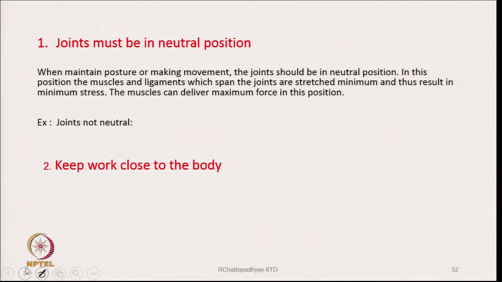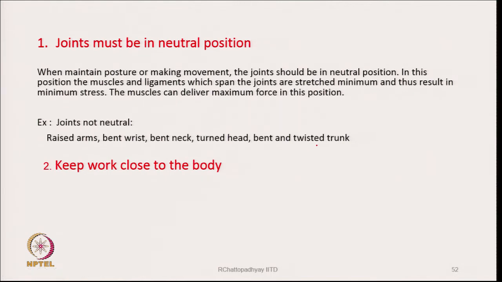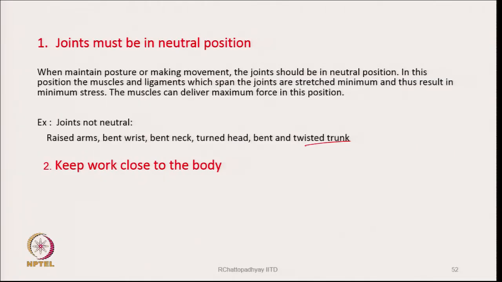Similarly, examples of joints that are not neutral are raised arm, bent wrist, turned head, and bent and twisted trunk. If the posture changes while a person is doing a certain task, then the neutral positions of the joints get disturbed. As a result, there will be stress on him. Now, this can get further restricted by the garment itself. So, this is the aspect which we have to keep in mind in the design.